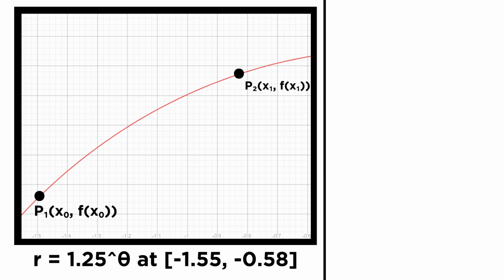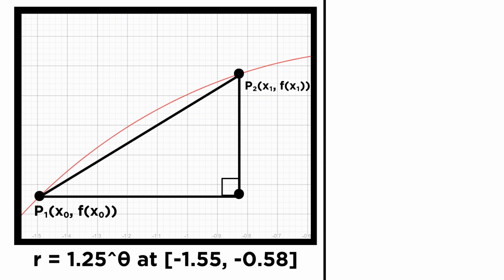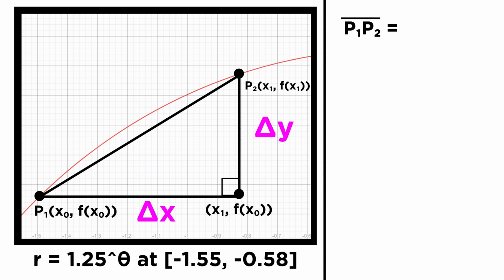In order to derive the distance d between P sub 1 and P sub 2, we will drop 2 perpendicular line segments which meet at the point x sub 1, f of x0. The distance between our right angle vertex and P sub 2 is delta y, while the distance between it and P sub 1 is delta x. Using this knowledge, we derive that the distance between P sub 1 and P sub 2 is the square root of delta x squared plus delta y squared.